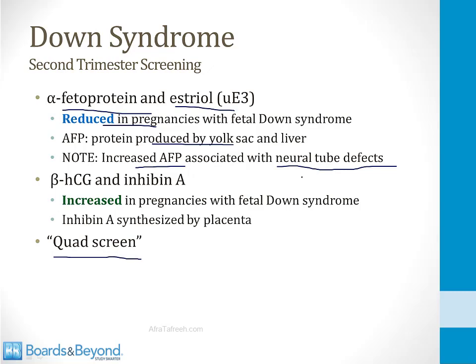The other 2 components of the quad screen are beta-HCG, just like is used in the first trimester, and inhibin A. Levels of these 2 substances are increased in pregnancy with fetal Down syndrome in the second trimester. Inhibin A is synthesized by the placenta, and in pregnancies associated with Down syndrome, more of that substance is secreted, and therefore more is found in the maternal blood. And that concludes our module on Down syndrome.